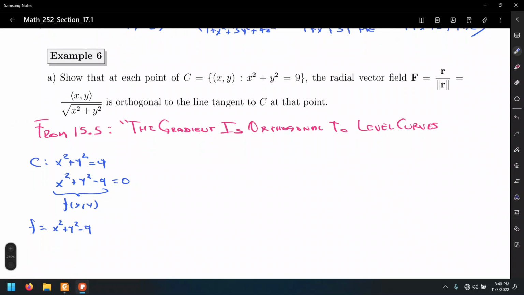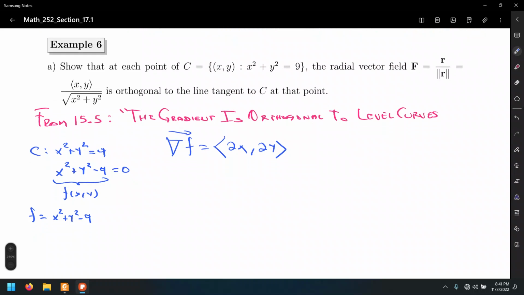So let's find the gradient. Nabla of f: the partial derivative with respect to x is 2x, and the partial derivative of f with respect to y is 2y. That's our gradient. So what do we have over here? When we compare this gradient with the given radial vector field, what do we have in common? We have a common factor of 2.